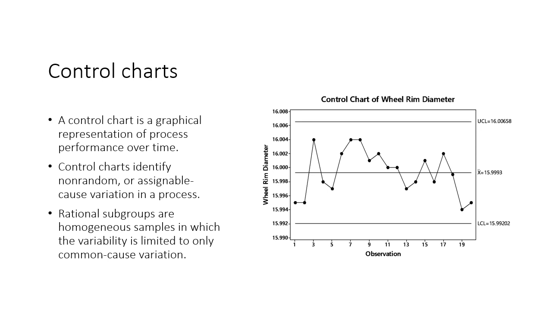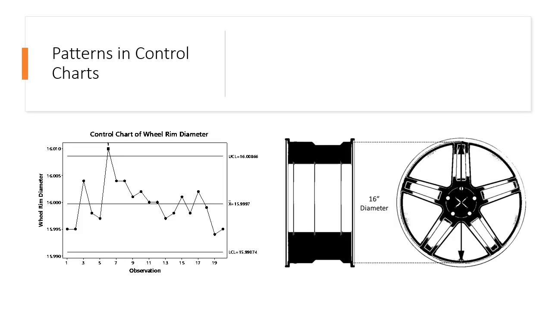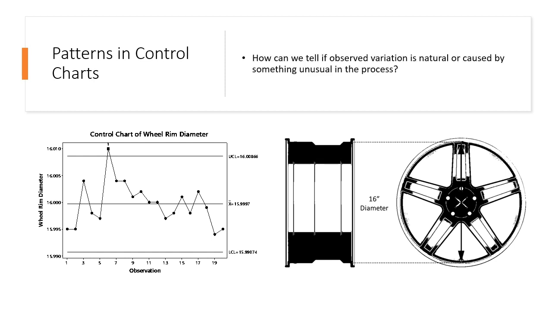In a later lecture, we'll learn how to choose the right control chart for our data and for the quality characteristic of interest. But first, let's learn about the patterns in control charts. Inherent variation exists in all processes. So how can we tell if observed variation is natural or caused by something unusual in the process?